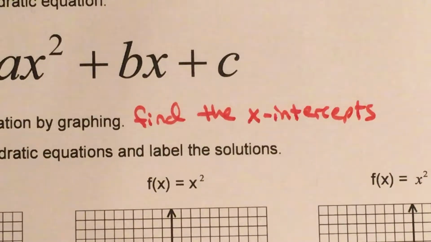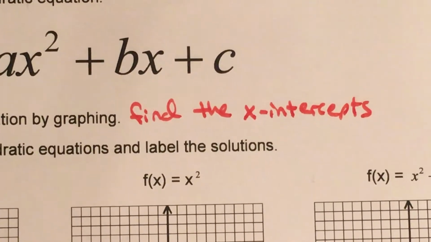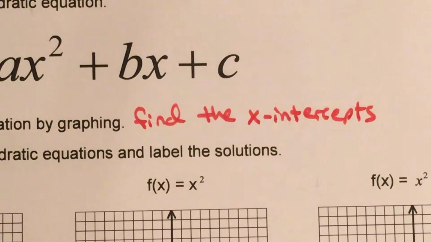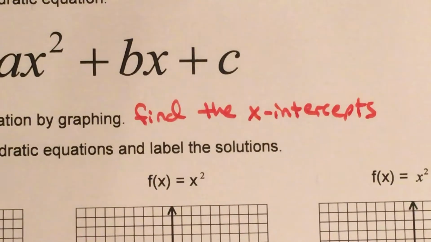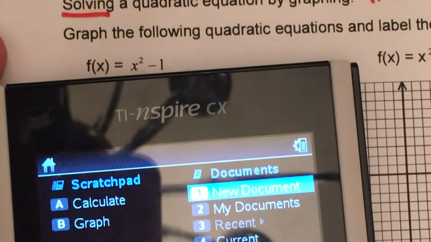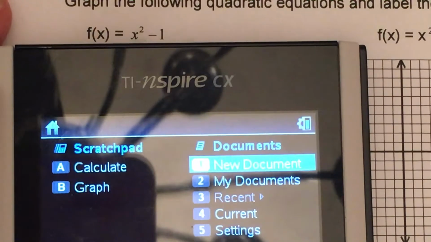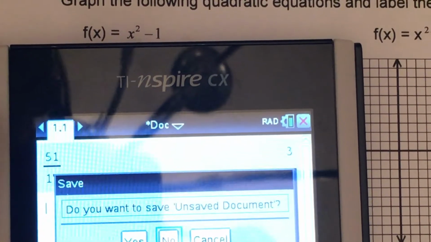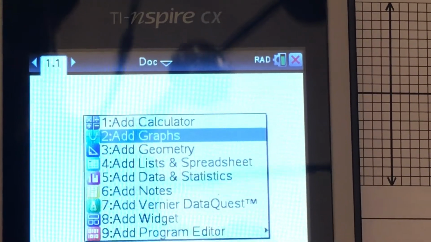So with any luck, we'll spend a lot of time saying, right there, look at it, it's right there, that's where it crosses. Because we're graphing, which is nice. So let's turn on your graphing calculator. And remember, we are always going to start on a totally new document, never saving. And let's graph.